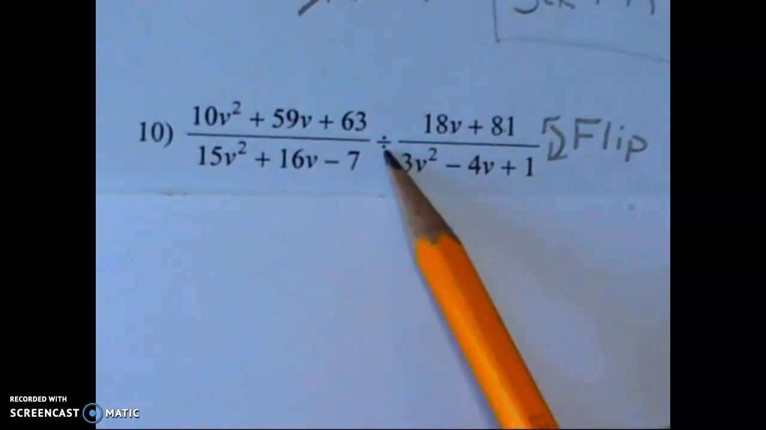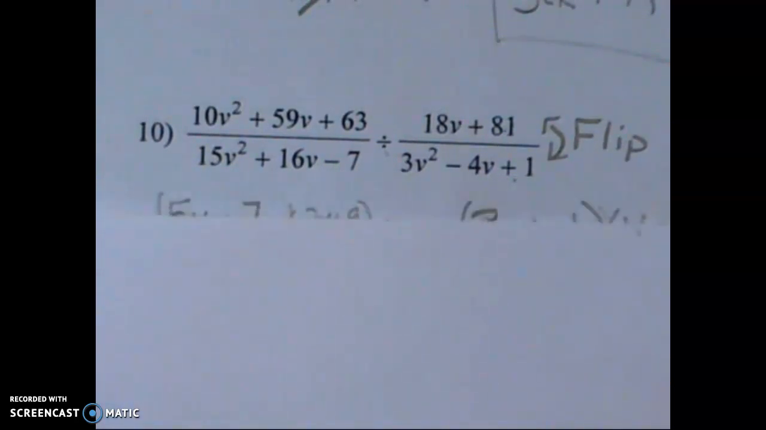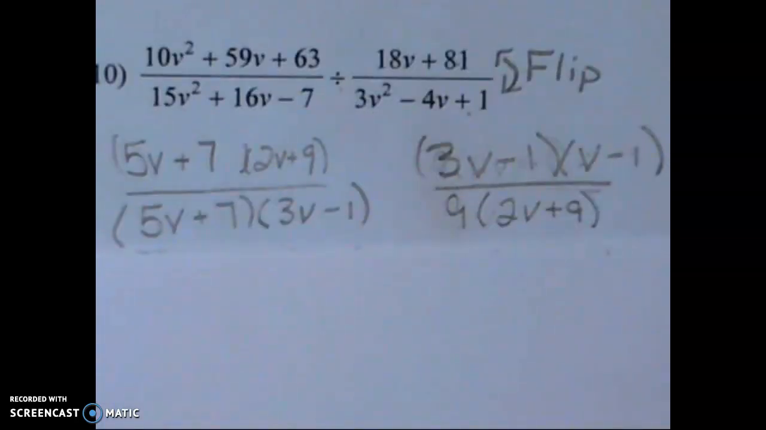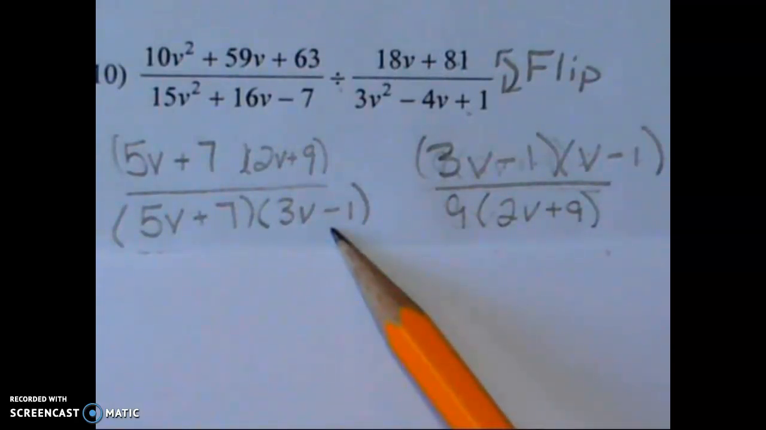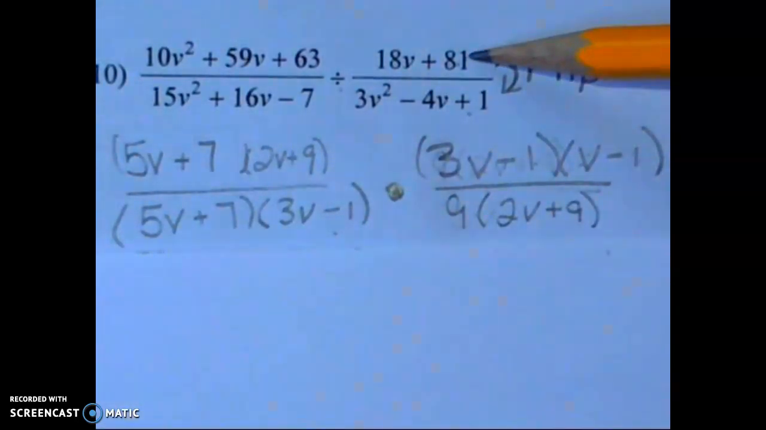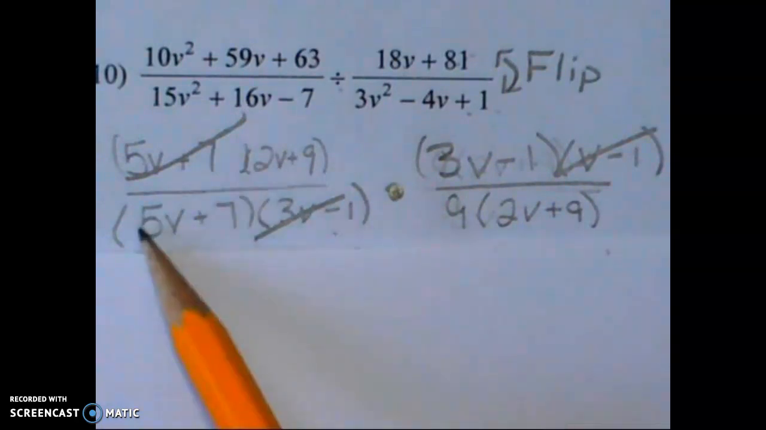Change the division to multiplication, flip the second fraction, and then we'll cancel. So here's what it factors into. There's my numerator and denominator. I changed it to multiplication. I factor out the 9, and then the denominator factors into 3v minus 1, v minus 1. Let's cancel. 3v minus 1s are gone. 5v plus 7 is gone.